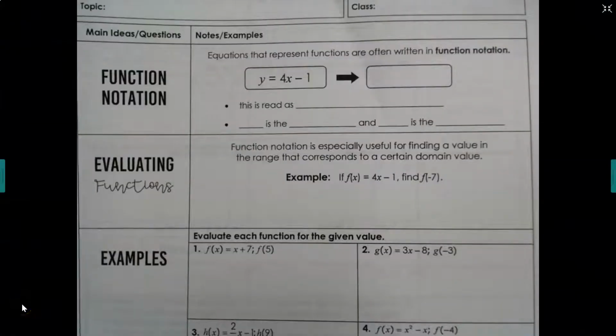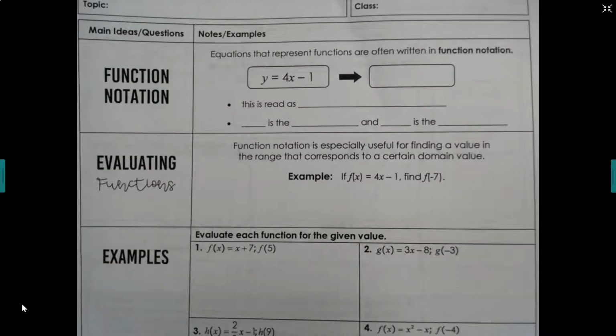Welcome to this video on function notation. By the end of this video, you should be able to use function notation to evaluate a function, and you should be able to use function notation to determine points on a graph. So, what is function notation?